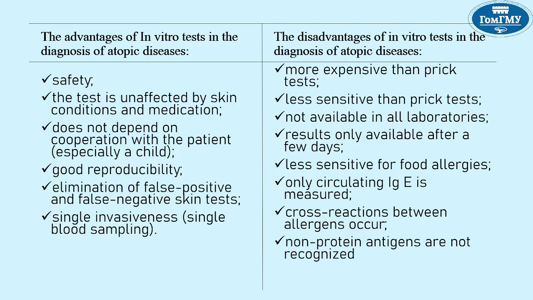The disadvantages of in vitro tests in the diagnosis of atopic diseases include: more expensive than prick tests, less sensitive than prick tests, not available in all laboratories, result only available after a few days, less sensitive for food allergies, only circulating IgE is measured, cross reactions between allergens occur, and non-protein antigens are not recognized.